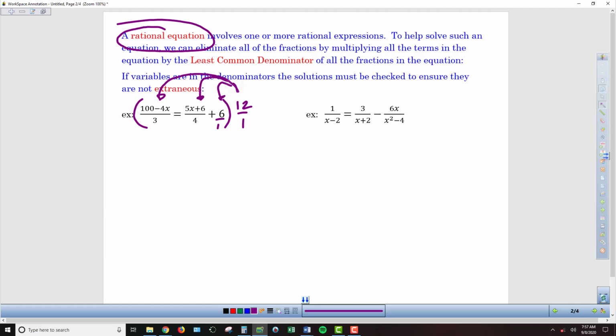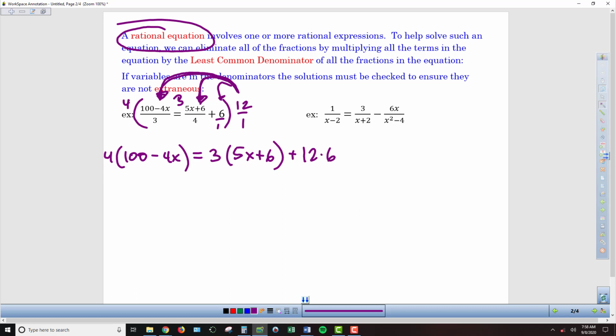I'm going to multiply again 12 times this first fraction, so the 3 and the 12 cancel out to leave me with 4 times 100 minus 4x. Hopefully that's clear. Then I've got my equal sign. I'm going to do the same thing: 12 times 5x plus 6 over 4. This time I'm going to be left with a 3 when I do my cross canceling, so I'm going to have 3 times 5x plus 6. And then I don't want to overlook that I have to take that 12 and multiply by the 6 as well. So I have 12 times 6 with nothing cross canceling away.